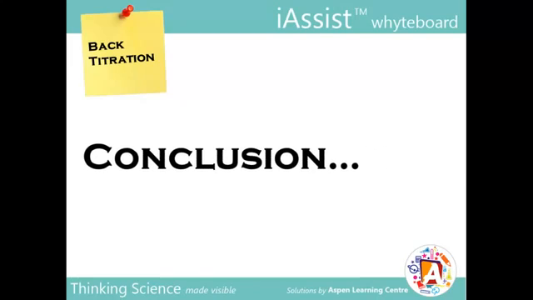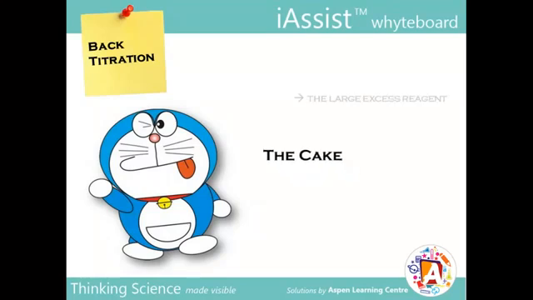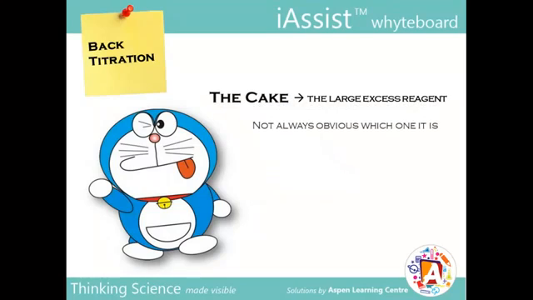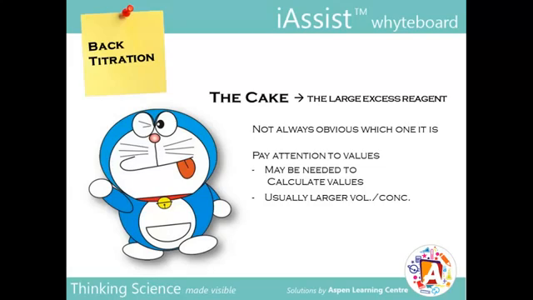So, to conclude, the whole cake refers to the large excess reagent. Beware that which reagent this is isn't always obvious. Pay close attention to the numbers, the concentrations and volumes. For the whole cake, these values will be larger relative to the others.